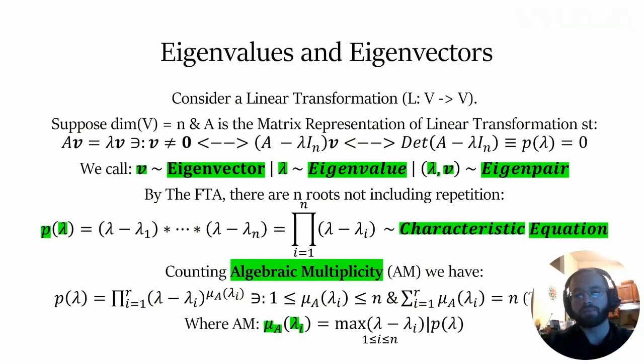Okay, but we just defined the algebraic multiplicity as the greatest positive integer such that lambda minus lambda sub i divides p of lambda. So if 1 is an eigenvalue with multiplicity 2, so it occurs twice, definitely lambda minus 1 divides p of lambda, the characteristic equation, but it can be divided again, so it will be squared.